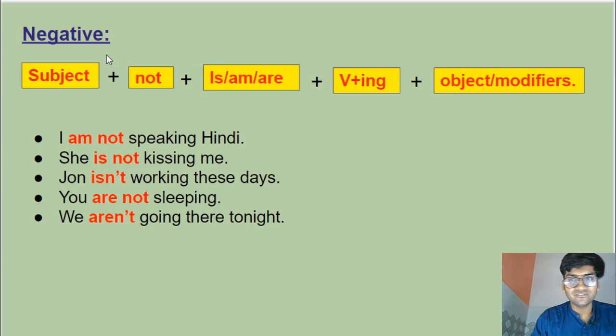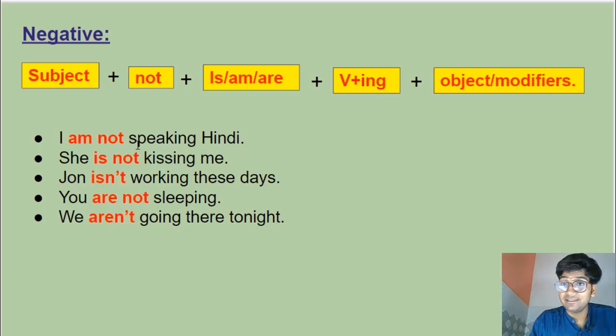Second is the negative sentence. Nothing changes here. All we do is we just add not before the helping verb, before the auxiliary verb. That's all that we do. Now, why do we use negative sentences? To talk about something that's not happening right now at this very moment.